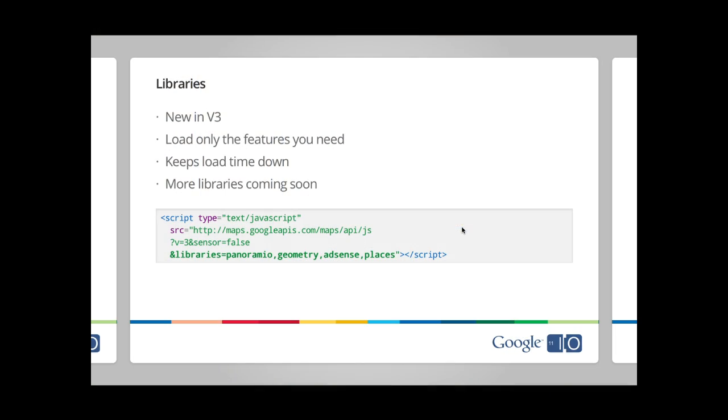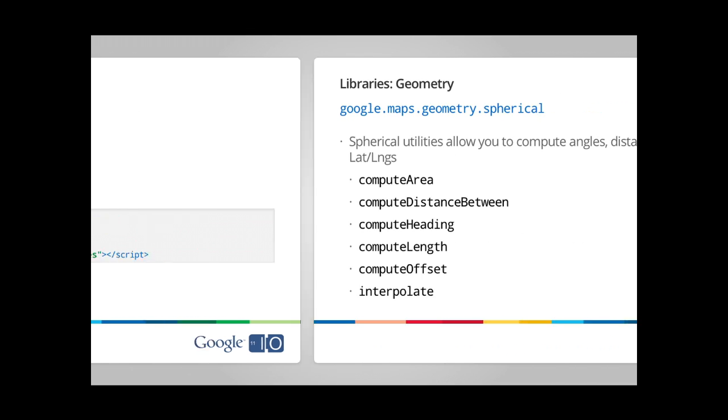So we've introduced this concept called libraries. And using a library is very simple. When you load the Maps API, this is just a script tag to load the Maps API, I specify a libraries parameter, and I pass in a comma-separated list of libraries. In this example, you see Panoramio, which I demoed earlier, is actually a library that I loaded for that demo. And then here I have Geometry, Adsense, and Places, which I'll demo right now.